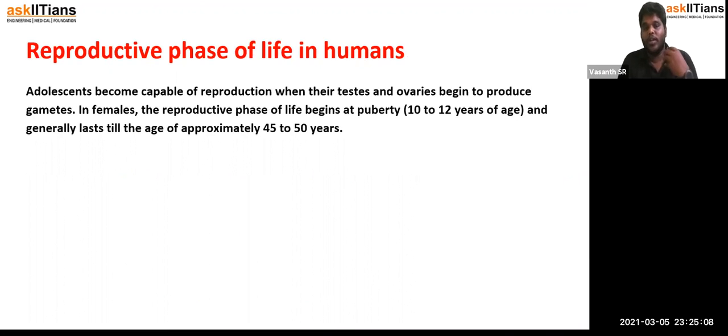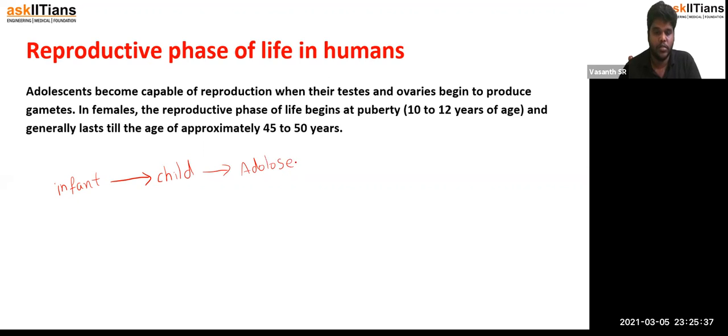The next topic includes what are the reproductive phases of life in human beings. So there are different phases: infant, and then child, adolescence, adulthood, and then old age.